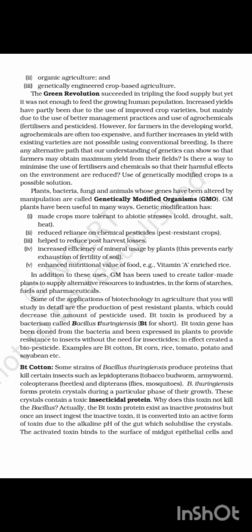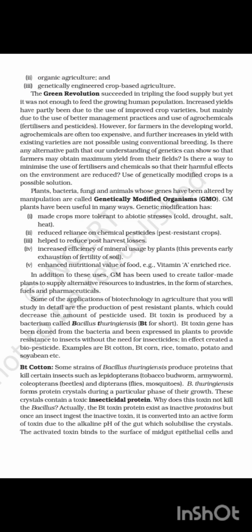Bt toxin is produced by a bacterium called Bacillus thuringiensis, Bt for short. The Bt toxin gene has been cloned from the bacteria and expressed in plants to provide resistance to insects without the need for insecticides. In effect, it created a biopesticide. Examples are Bt cotton, Bt corn, rice, tomato, potato, and soybean, etc. Bt cotton. Some strains of Bacillus thuringiensis produce proteins that kill certain insects such as lepidopterans (tobacco budworm, armyworm), coleopterans (beetles), and dipterans (flies, mosquitoes).